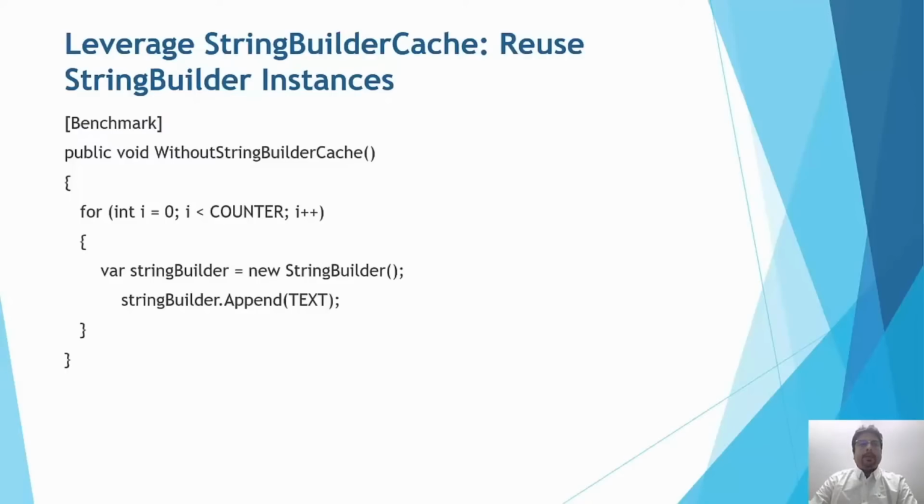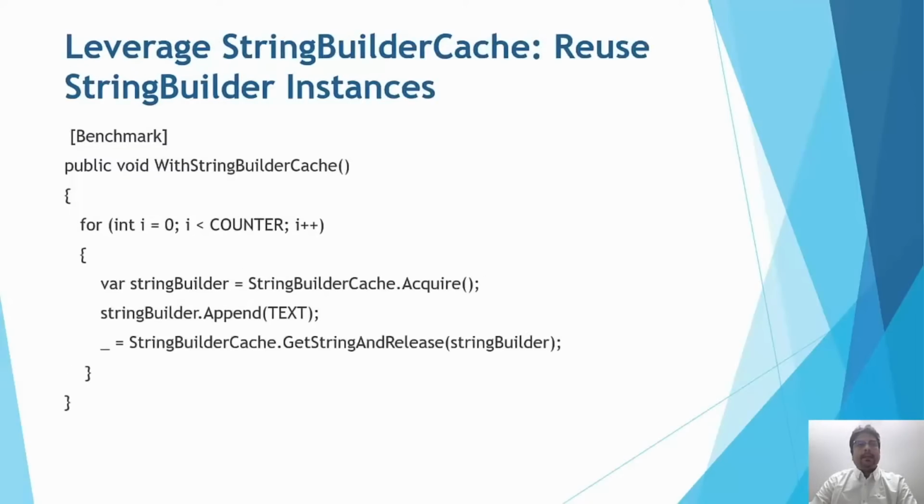So in the first example, as you can see here, we are not using StringBuilderCache. Here within the loop, we are creating an instance of the string builder 100 times, and then we are making a call to append. In the second example, you can see that we are making a call to StringBuilderCache.Acquire. We are appending text using the string builder instance, and then we are making a call to GetStringAndRelease.